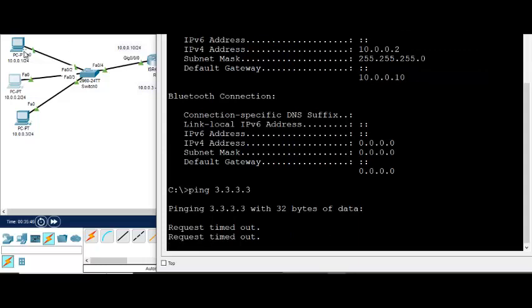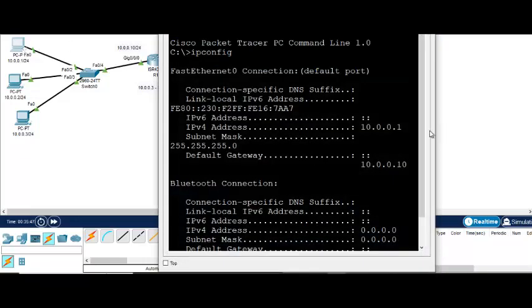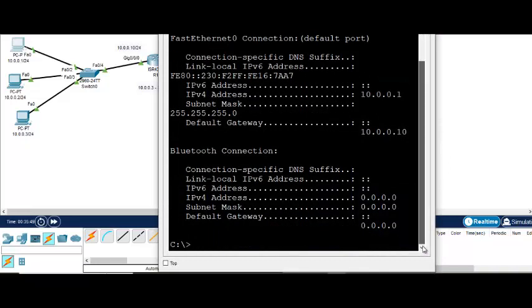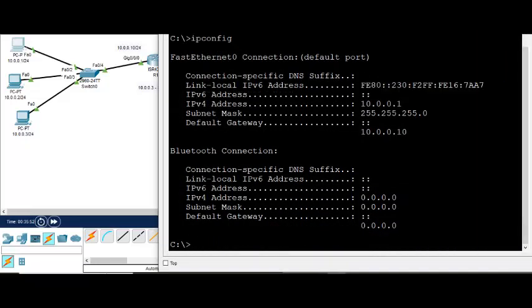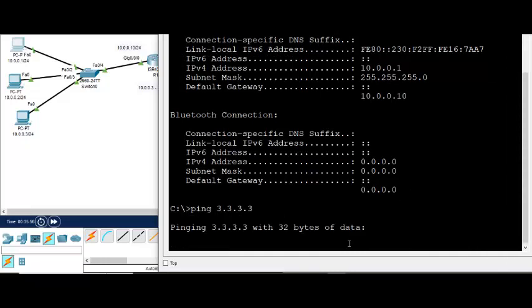It won't ping because we don't have mapping. But after I configure dynamic NAT, it will ping. Let's go and do that.